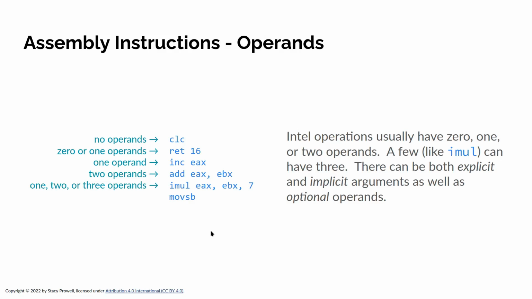IMUL can have 1, 2, or 3. You can look that up. It's kind of fun. So can mul only have, doesn't work the same way. It can only have 2. So IMUL, which is signed multiplication, this one multiplies EBX by 7 and stores the result in EAX, and it's signed. And MOVSB doesn't have any parameters. It actually has 3 arguments, but they're all implicit.